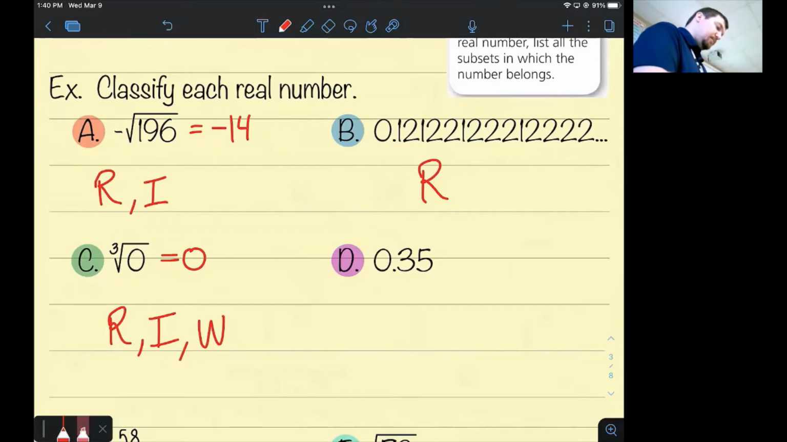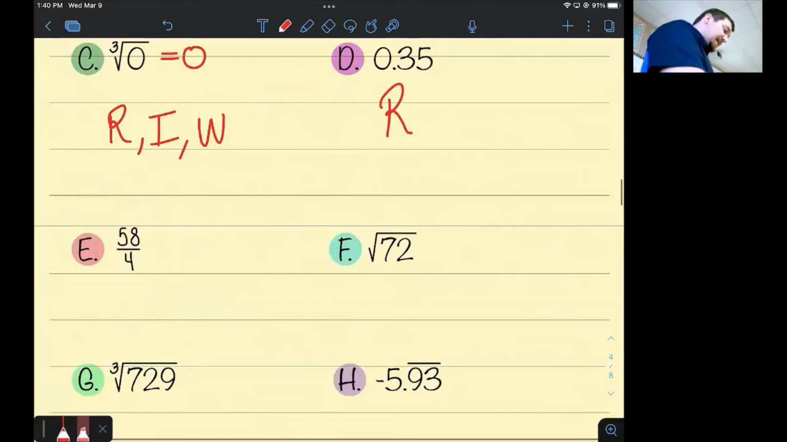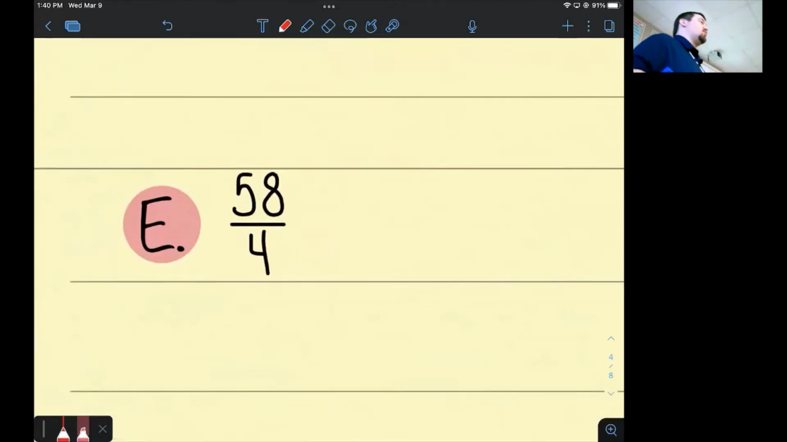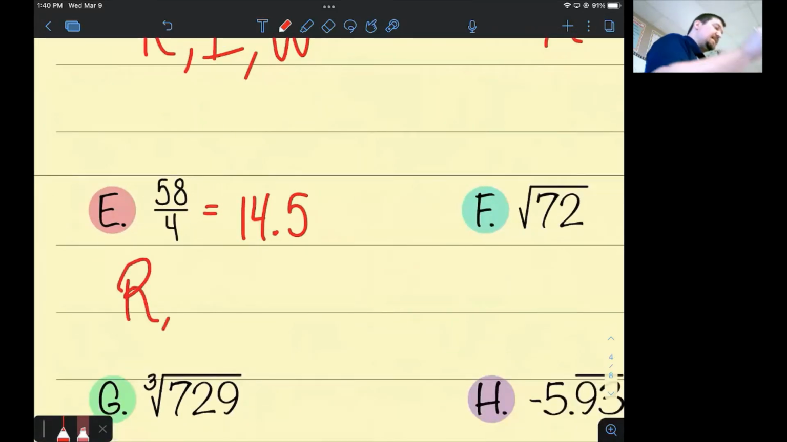0.35. Rational or irrational? Carson? Rational. Is it an integer? No. So it's not going to be a whole number. It's not going to be natural. I don't have to bother asking you. Okay. What about this one? What's 58 divided by 4, Jace? 14.5. Jace, is that rational or irrational? It's rational. Is it an integer? No. So that's as far as I'm going to go with it then.